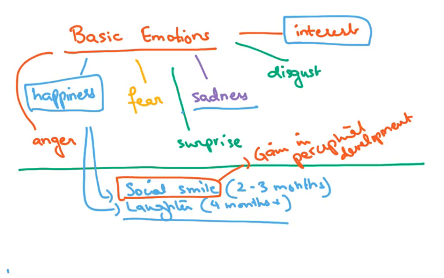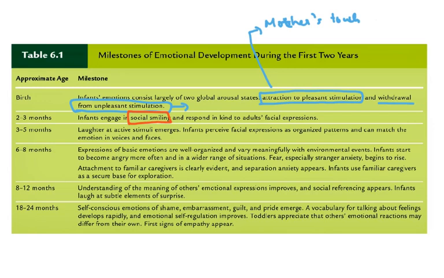That's why it's called a social smile, because the smile is there even before this, but this is part of a social interaction, unlike the earlier smile, which might be some form of a reflex, right? And so at 2 to 3 months, you have social smiling and response in kind to adults' facial expressions, right? So there might be some level of imitation here. If you try making faces at a baby, they might be imitating your expressions.